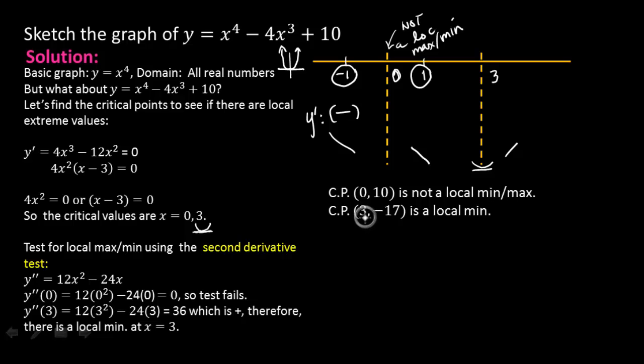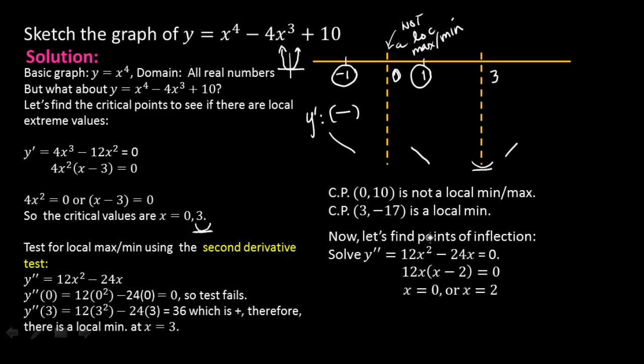But at x equal to 3, you plug in 3 into where? The original function, and you get the y value equal to -17. That is a local minimum because we know from the second derivative test that it's concave up. With having concave up, it holds water, so you have a local minimum.